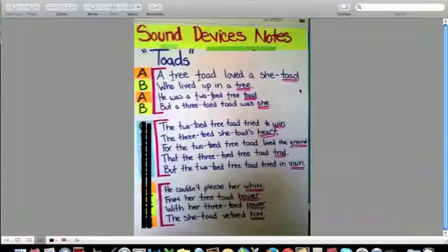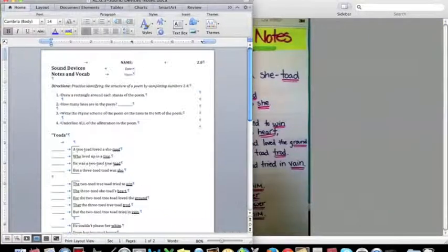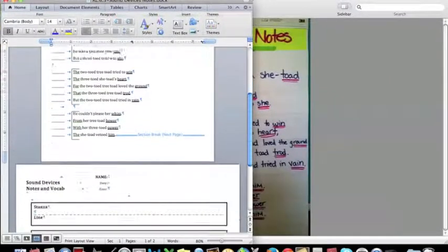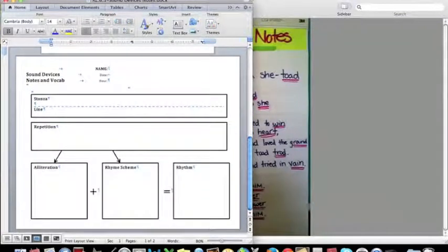At this time, we're going to focus in on rhyme scheme and repetition. Again, please make sure you have out your notes, your sound devices notes, and vocabulary. This is what it looks like. So we're going to be focusing on repetition and rhyme scheme.